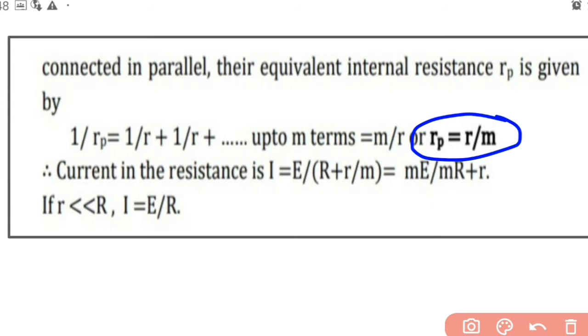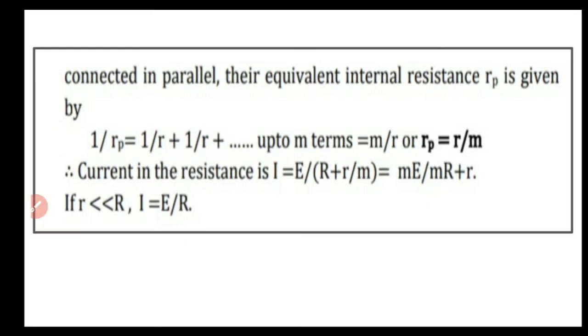Then the current in the circuit, since it is a parallel combination, across each cell the EMF will be the same as E. So the current in the resistance I is equal to E divided by R plus r by m. That is equal to mE divided by mR plus r. So that is what we mean by the current in the circuit.